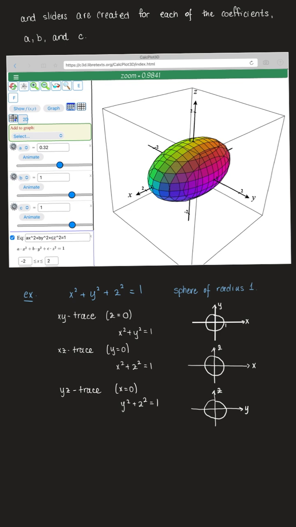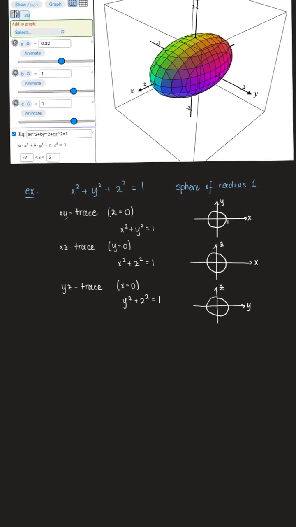So that's important, right? As the value of A gets bigger than 1, along the x-axis this becomes narrower, and less than 1, but still positive, it becomes elongated. Let's talk about why that happens.